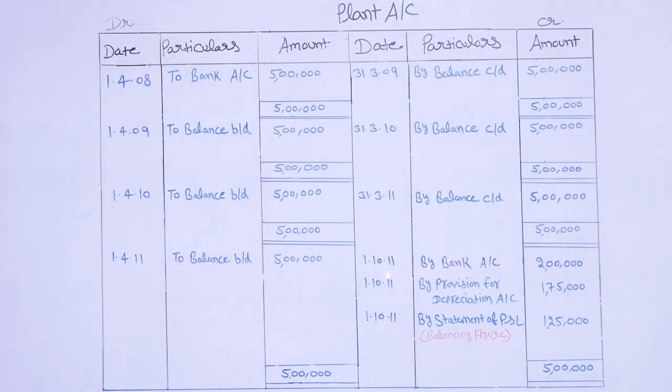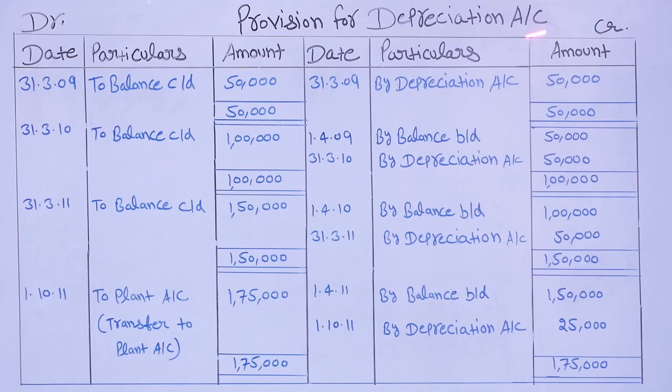On 1st October 2011, X Limited sold the second-hand plant for rupees 2 lakh. So what will be the entry? Bank account debit to plant. So by bank 2 lakh. And this portion we will understand after doing the provision for depreciation account. So now come to provision for depreciation account. Provision for depreciation account, debit, credit, date, particulars, amount, date, particulars, amount.